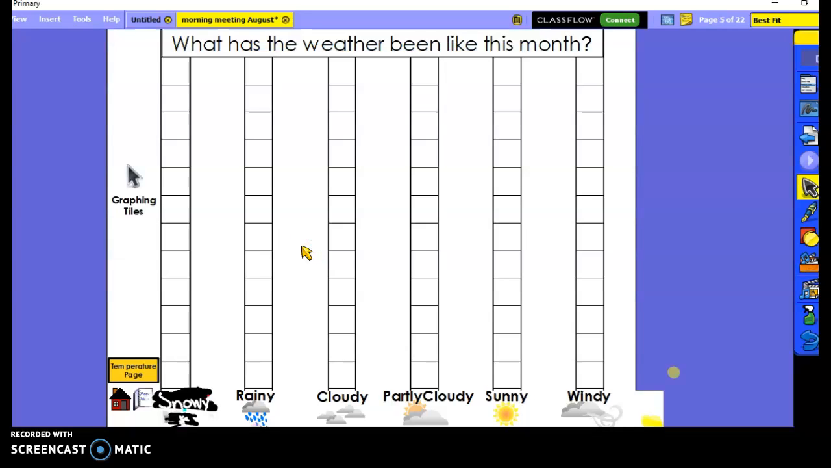Now we're going to go to our weather. Now remember, we're not graphing on the computer. You are graphing at home with your mom, your dad, your sister, or your brother. But we'll sing our weather song.